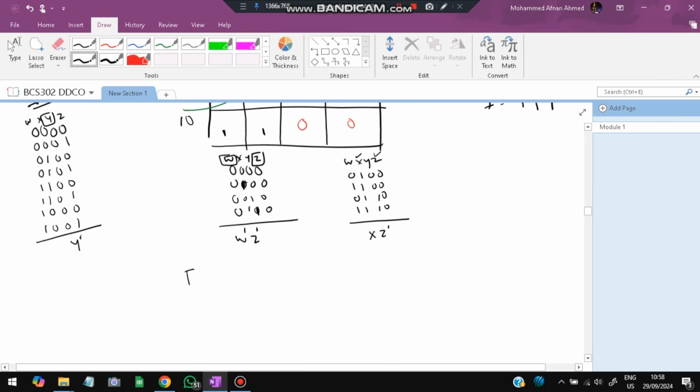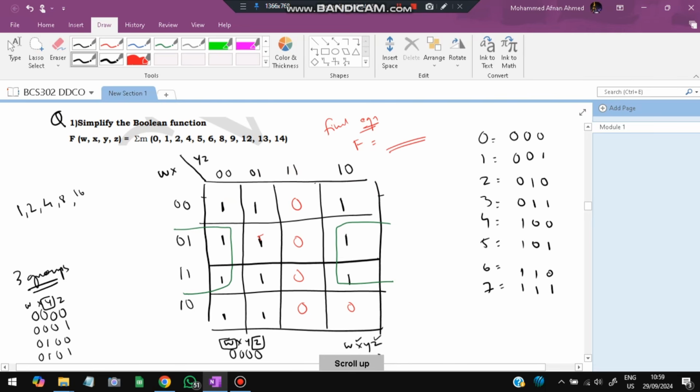So the final function will be equal to, just add up these three equations. So final value will be y bar plus w bar z bar plus x z bar. All right, so this is the final equation for the given question. This is how you solve it using K-map. Okay, it's very simple. The first thing you have to do is take up the 2D matrix for it and write down w, x, y, z, and write down the values here in the gray code, and after that fill one wherever it is the numbers which are given here.